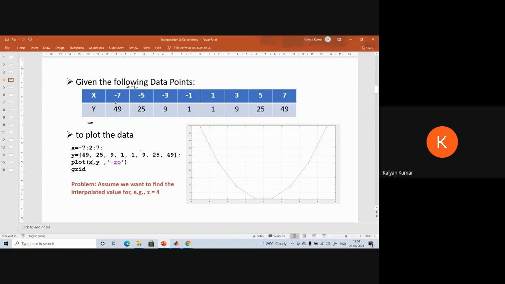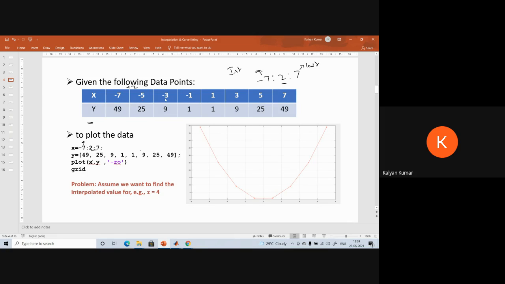For the X data, I use the command -7:2:7. Here the colon notation is used to represent this data. In this notation, -7 stands for the first number and 7 is the last number. So from first to last, with an increment of 2, I am going to take the X values.